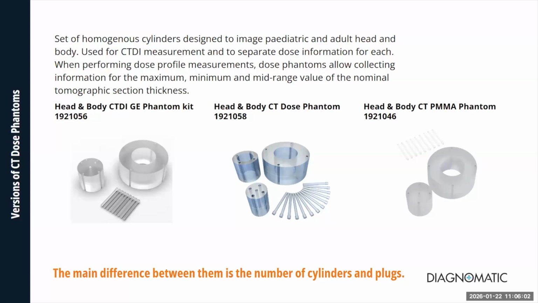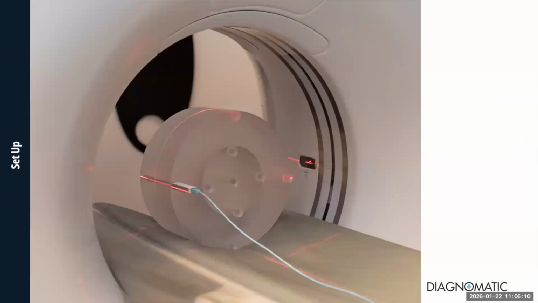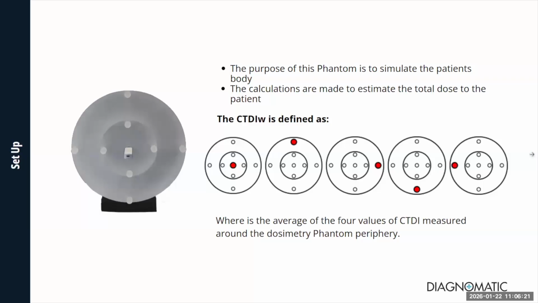So you have here examples of the phantoms that can be used, depending on which phantom we use. We have different numbers of holes to make the measurements. The purpose is to simulate the patient body, and the calculations are made to estimate the total dose that patients receive. And the CTDI is defined as an average of 4 values for CTDI. The measurements are under the dosimetry phantom periphery.